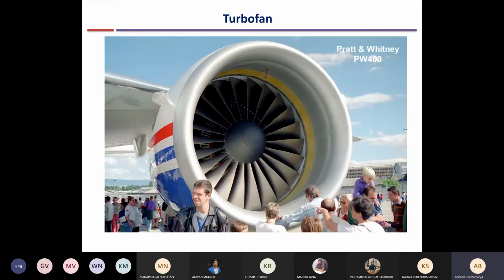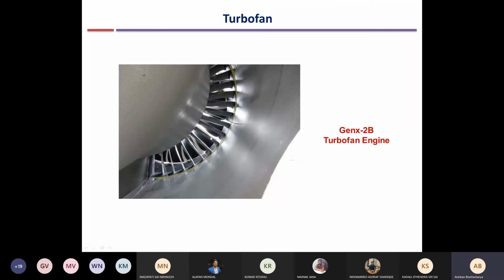Again, you can see the scale of this, and this is the fan. Internally you can see the compressor blades. I don't know if you are using a large screen, it will be visible to you. Those small blades inside are compressor blades. This is again another view. This is the bypass region. These are the fan blades and the outer duct.